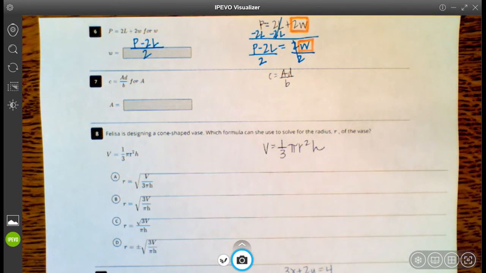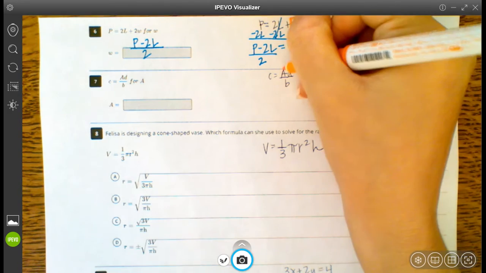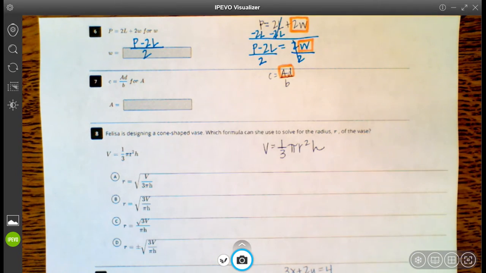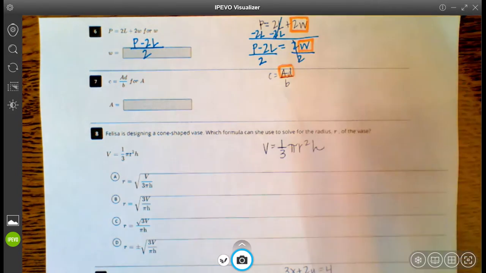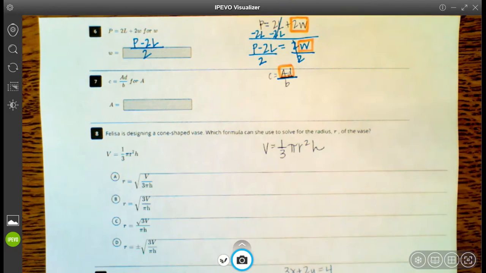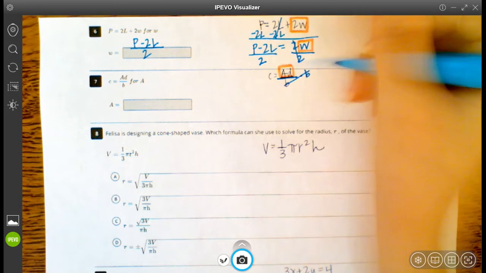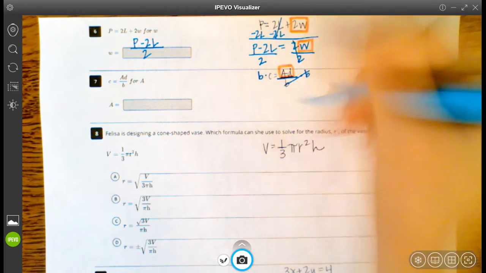And you're done. All right, take a look at number 7. Number 7 wants you to get A by itself. But right now, A and D, since they're stuck together, are being divided by B. So to undo that operation of divide, you got it, guys. We multiply by B on both sides of our equation.